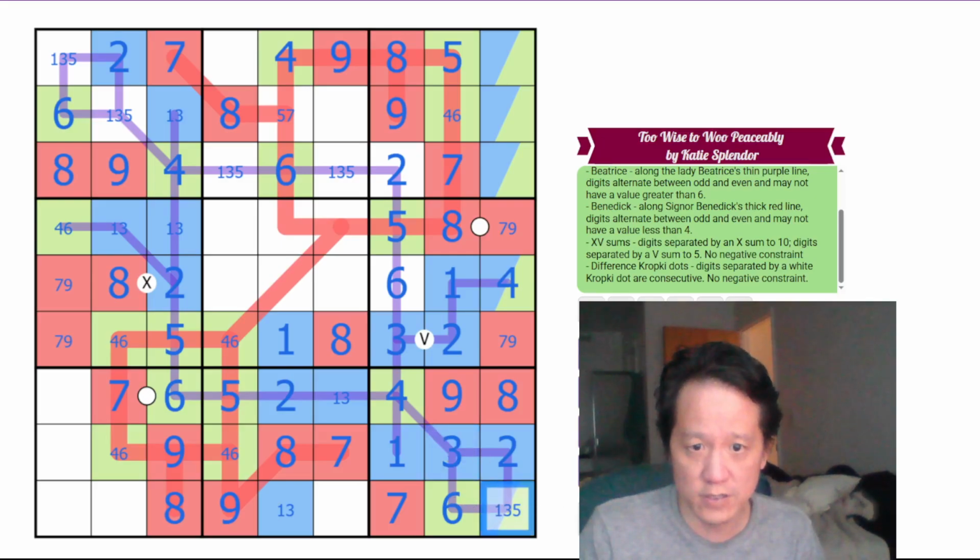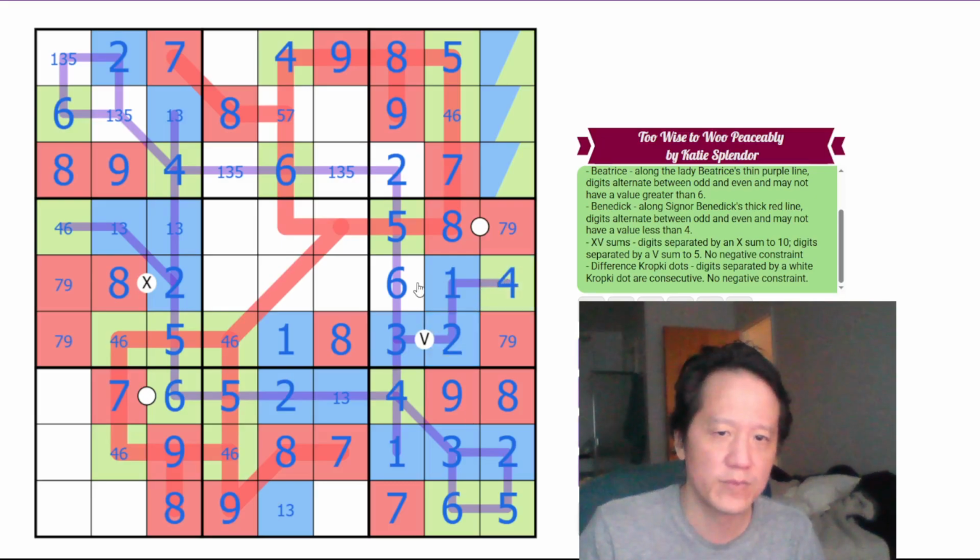Therefore, this is low. This can't be low anymore. It's 5. This is not low either. It's not low. This is medium. This is medium.